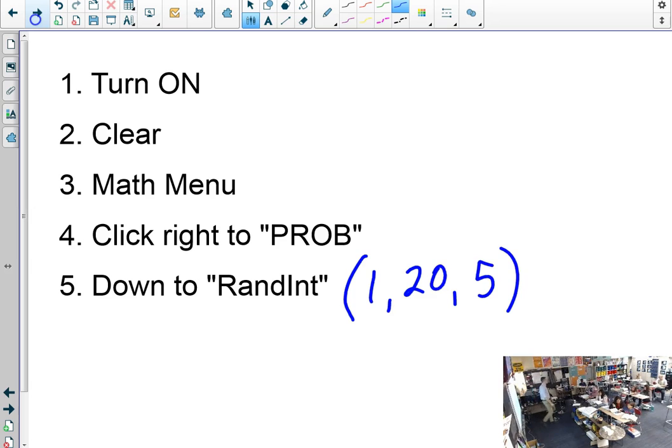Now, pink calculators, life's easier for you. This one is your lower. Where it says lower, type 1. Then go down to where it says upper, type 20. Then go down to where it says how many. It says n, the number that you want, how many of them, type 5. And then hit paste. Go down to paste and hit enter. Then hit enter again because it puts it out on your screen. This is choosing 5 numbers between 1 and 20.